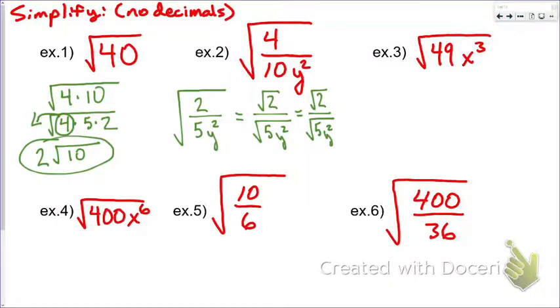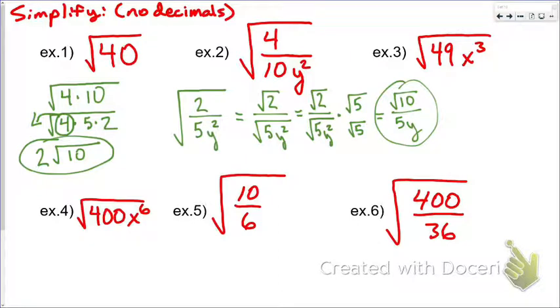But the problem is we have a 5 in there, and I need to get rid of it. So if I multiply by square root of 5 over square root of 5, that's going to get rid of the 5 in the denominator. So that ends up being square root of 10 over 5y. Because square root of 5 times square root of 5 is square root of 25, which is 5, and square root of y squared is just y. That one's a mess. That one's the hardest one of the 6.